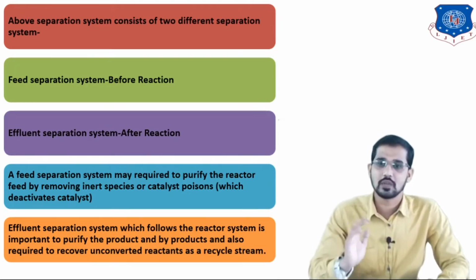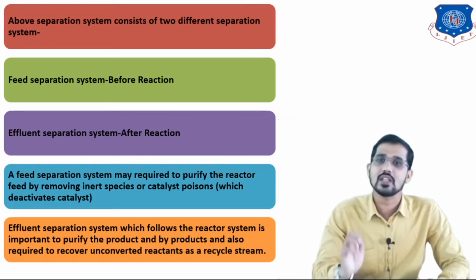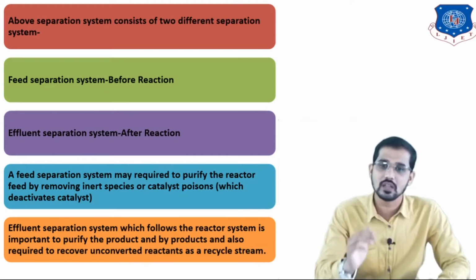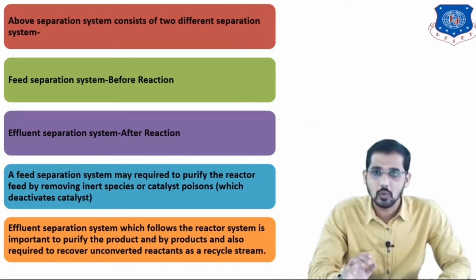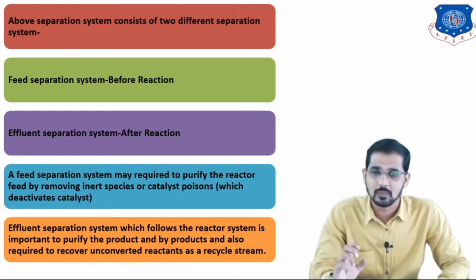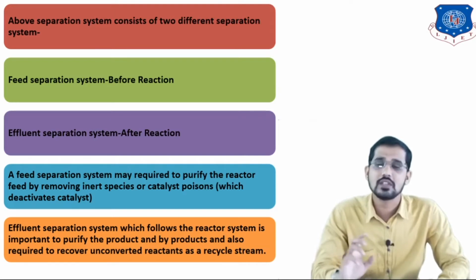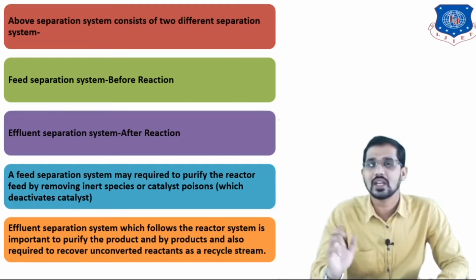First one is a feed separation system, that is we are using before reaction. Second one is effluent separation system that we are using after reaction. I told you to purify our feed, we are using feed separation system where we are removing all impurities, or I can say catalyst poison, which is responsible to deactivate the catalyst.